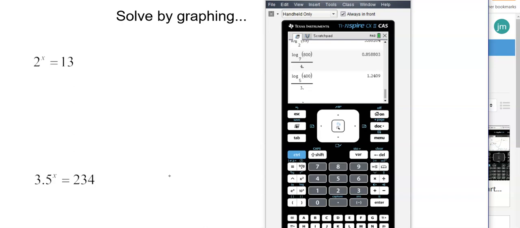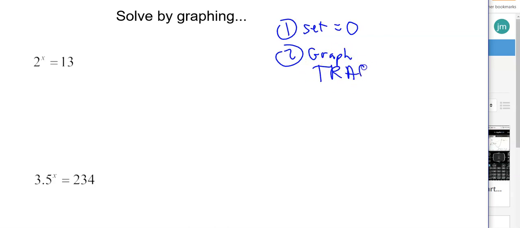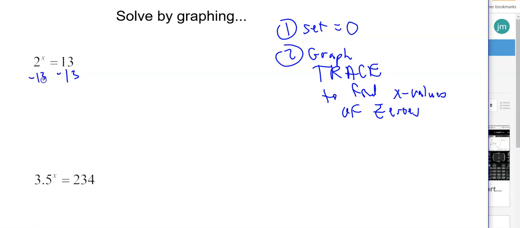Solve by graphing. So we've done this before. The method is to set it equal to 0, graph, and trace. Use the trace command to find the x values of the zeros of the graph. Okay, so you set this equal to 0, so we're going to subtract 13. So we get 2 to the x minus 13 equals 0. We're going to graph the left-hand side.